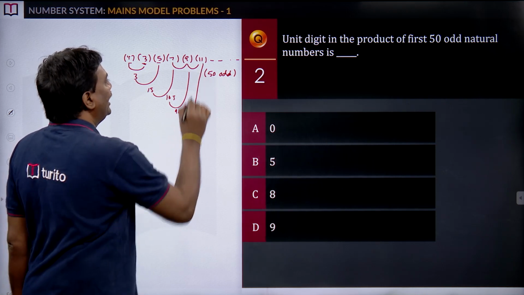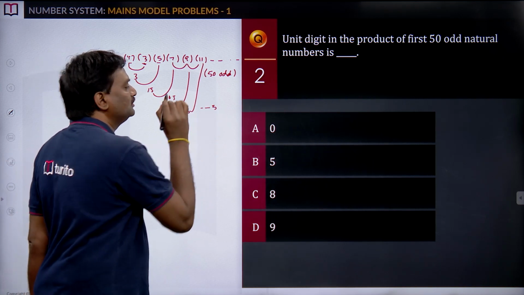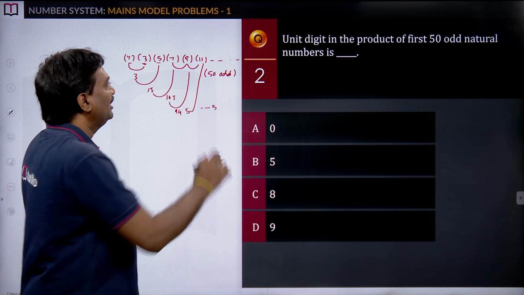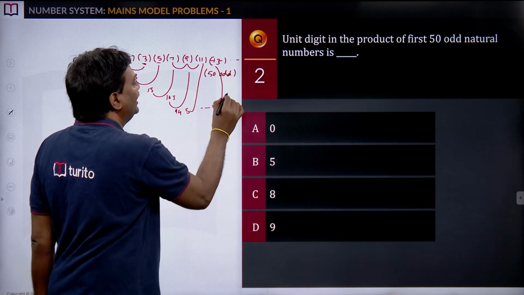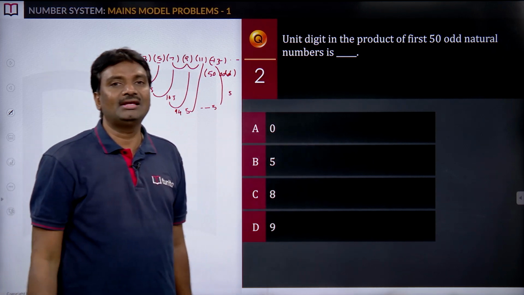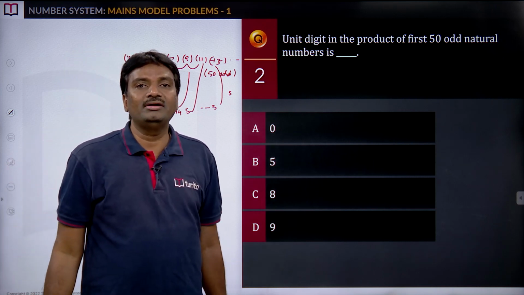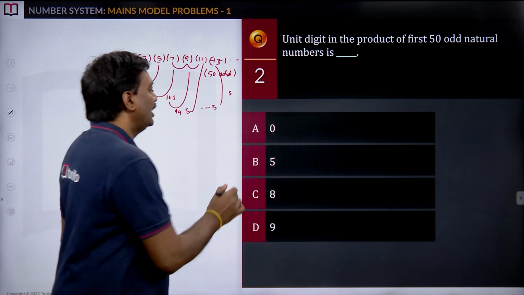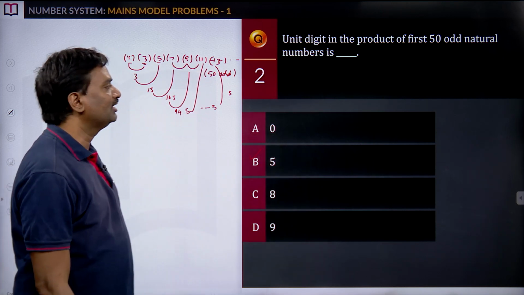Again by finding 945 into 11, you will get the unit digit as 5, whatever the remaining number may be. The next number is 13. If you multiply this number by 13, again you will get the unit digit as 5. So, that is why clearly we can say by multiplying the first 50 odd natural numbers, the unit digit is 5. That is why option B is the correct option.